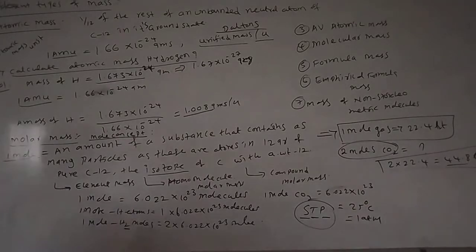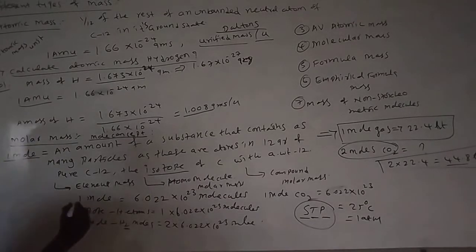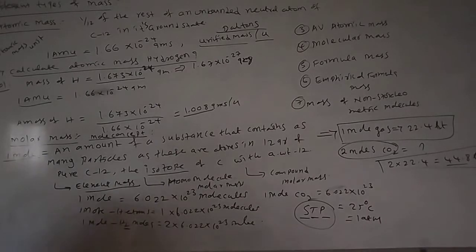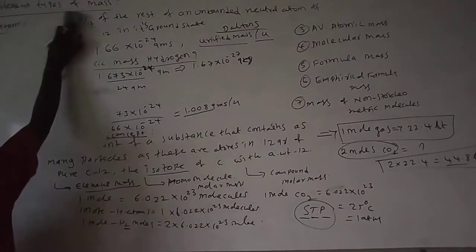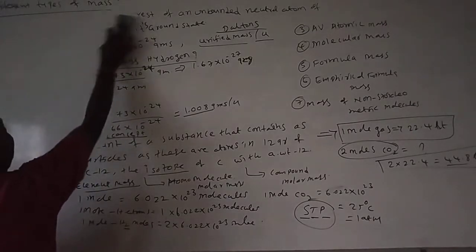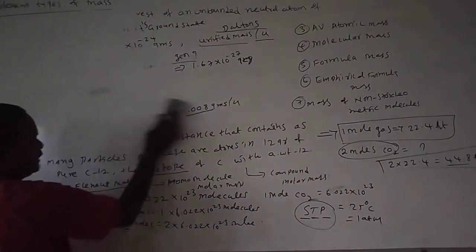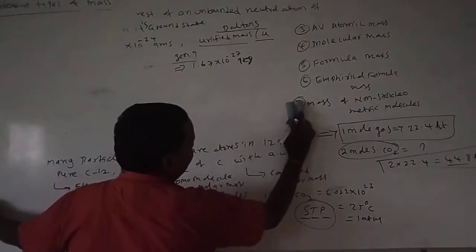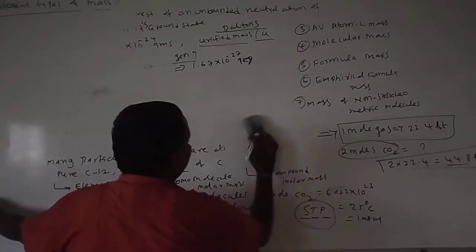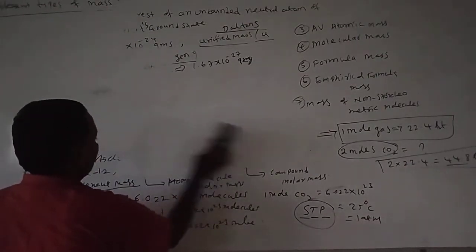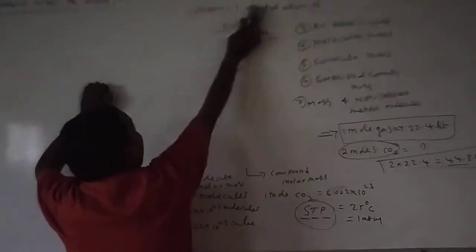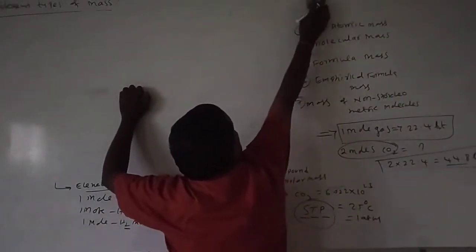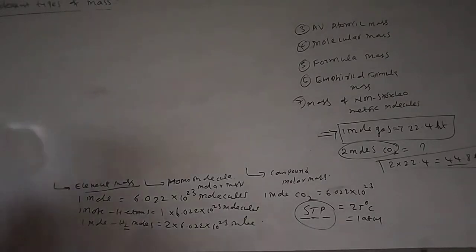Now, element mass. What is the meaning of element mass? Element mass means just atomic weight. The element mass of an atom is equal to the sum of protons and neutrons.